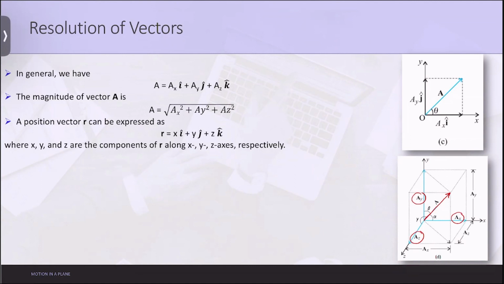Basically, let us say that this vector A is nothing but the position vector of the object which is kept at this location. Correct? Then the coordinates of this location would be what? It will be equal to x, y, z. I am assuming this to be x, y, z.